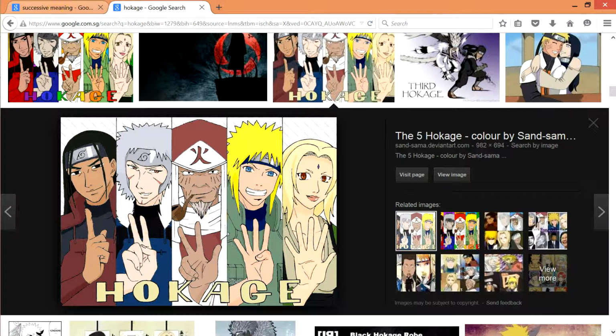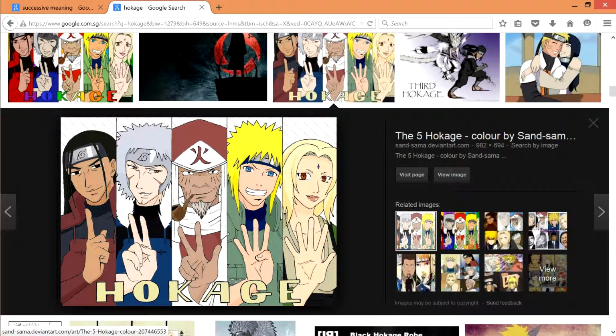Successive means that, in fact, this is the first Hokage by the name, this hand sign, first, second, third, fourth, and fifth. So this second person succeeded from the first person. He succeeded his Hokage name. Hokage is some hero of the town, or some leader of the town. So he succeeded from the first Hokage, the leader.